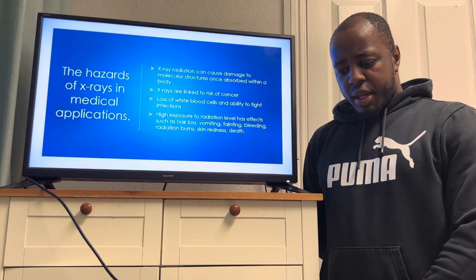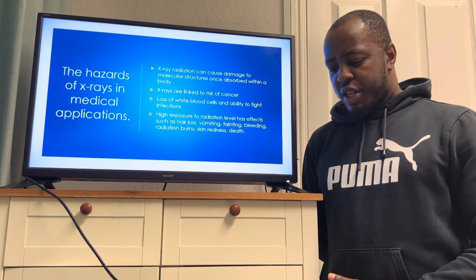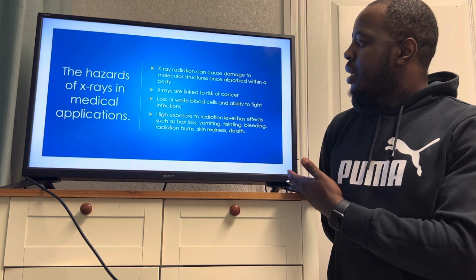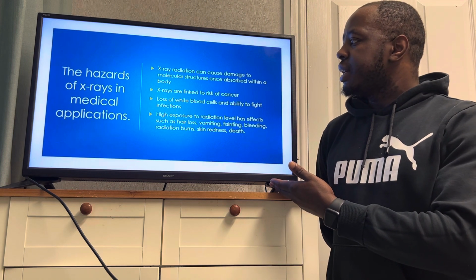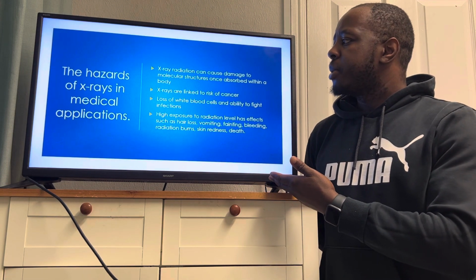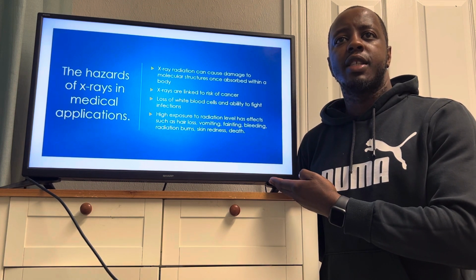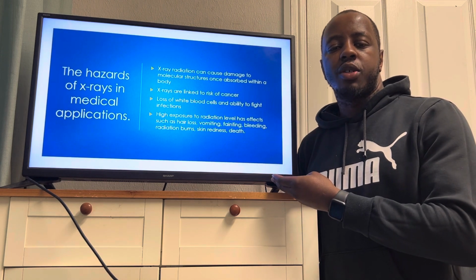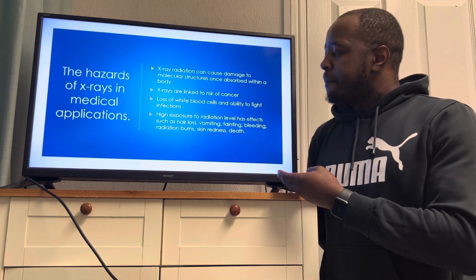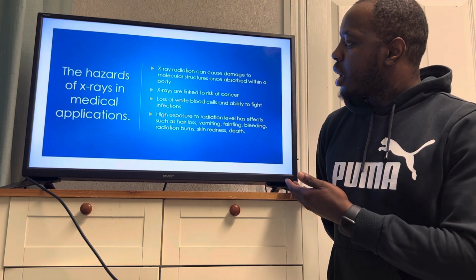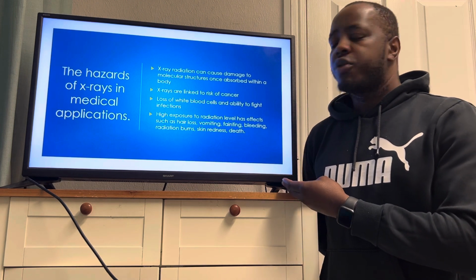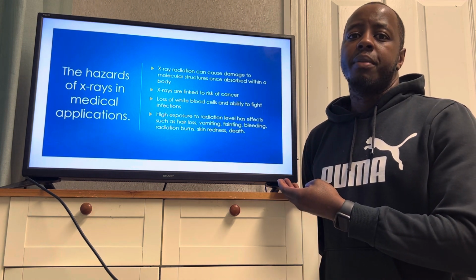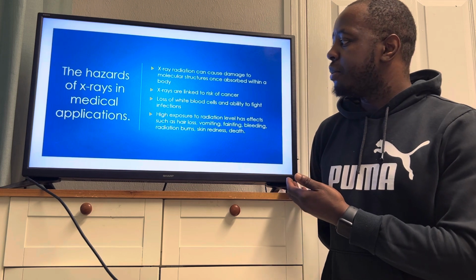All right. Then the hazards of X-rays. X-ray radiation can cause damage to molecular structure once absorbed within the body. Okay, so X-rays are linked to cancer, right? So in hospitals, basically, there's a certain amount of radiation that a person has to be subjected to. Otherwise, too much of it will be toxic to your body. So then it can cause loss of white blood cells and inability to fight infections. That means that it lowers your immune system, basically. It destroys your immune system.